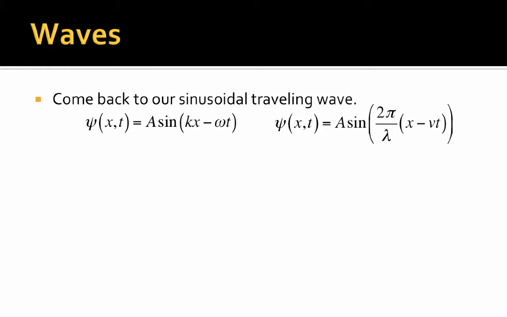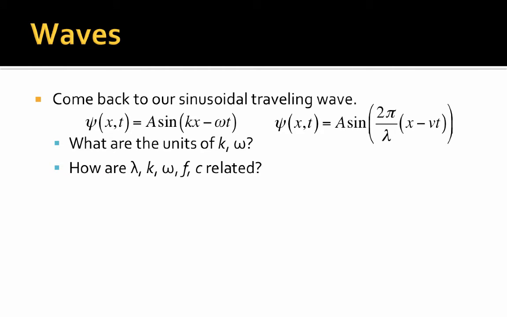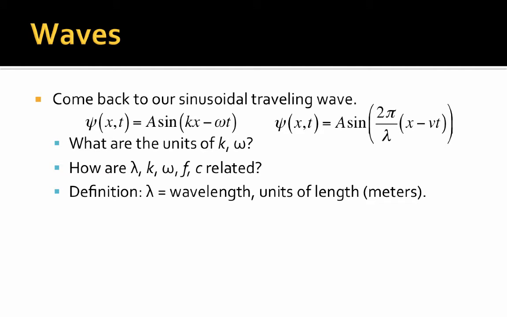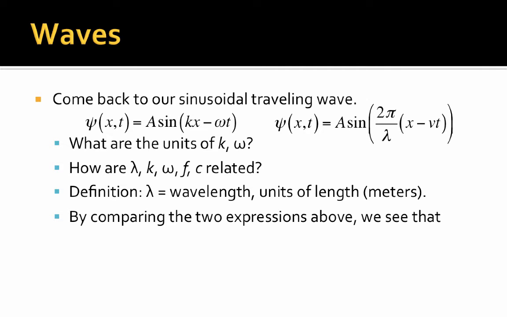Returning again to this expression, let's look now at the different units and some relationships between lambda, k, omega, and f. Lambda is the wavelength of a wave, and it has units of length. In SI units, that is meters. So what does that make k? The expression above says that k must be the same thing as 2 pi over lambda, if we compare the two. And that means that the units of k are 1 over meters, or inverse meters.